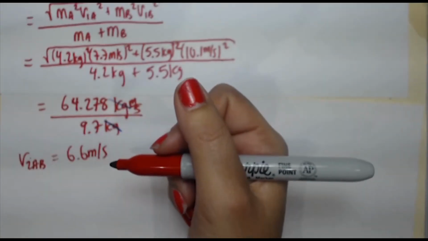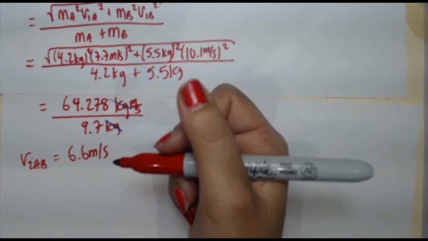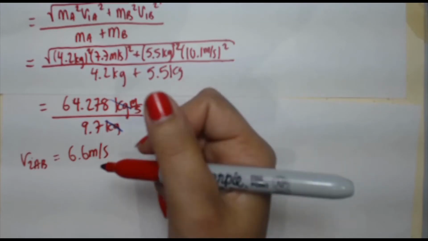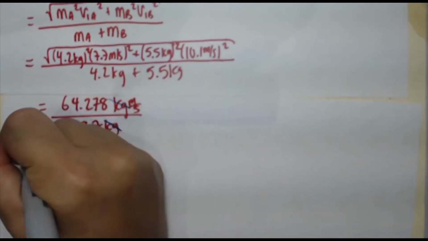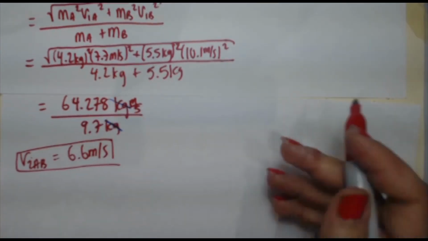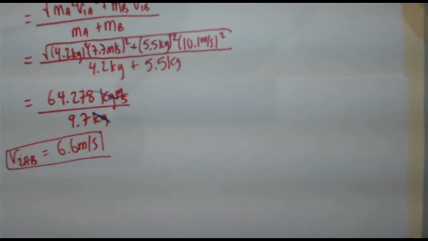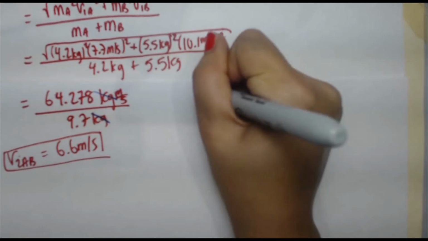Okay, so that value makes sense, right? Because you always have to ask yourself in physics, does it make sense? One's going at 7.7, the other's going at 10.1. They collide. The overall speed is going to be a little bit less. So there's the speed. Now we have to find the direction. Okay, so the direction we'll do next.